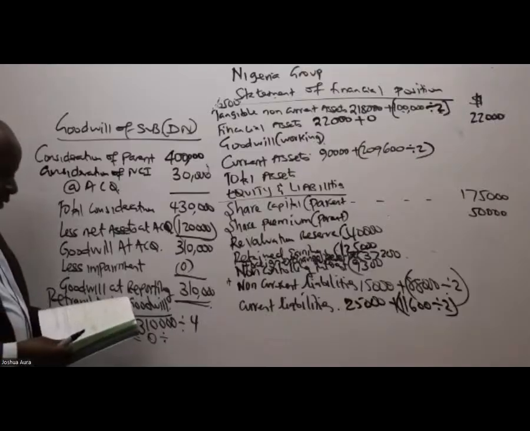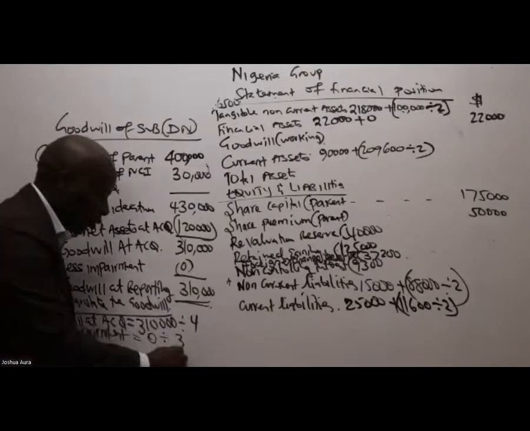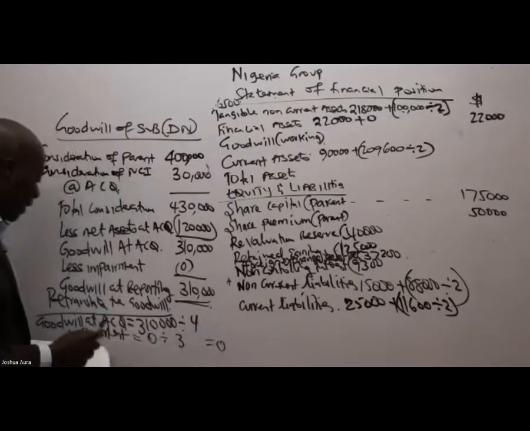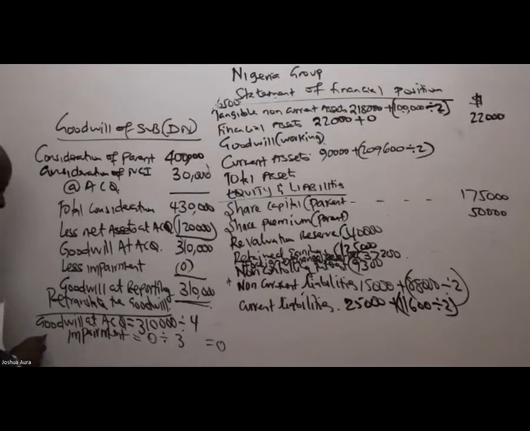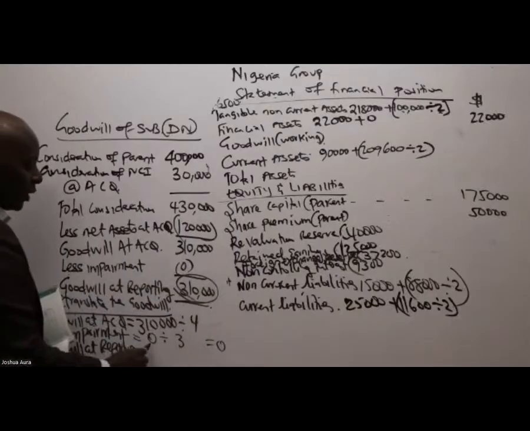Coming to 3, for your revision, this will of course be 0. And then lastly, we now have goodwill at reporting. Goodwill at reporting is still 310,000.